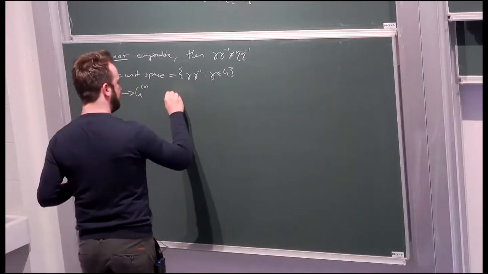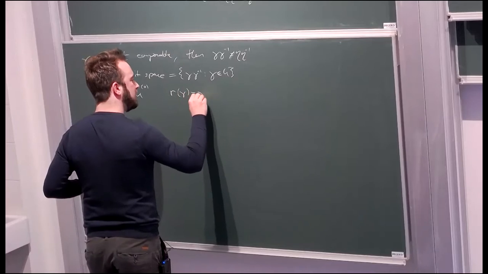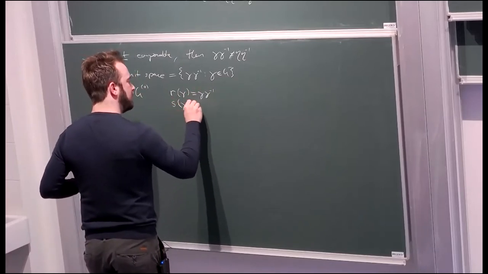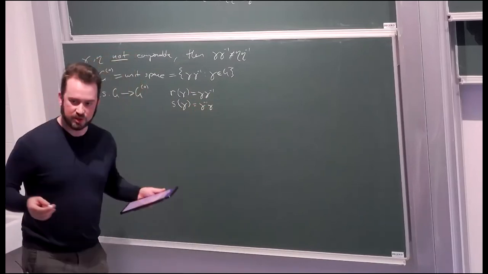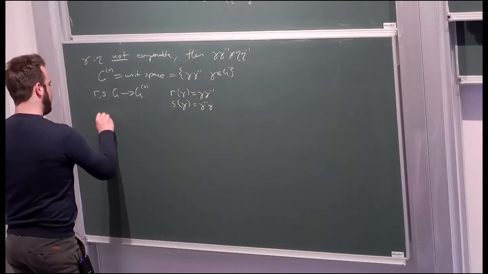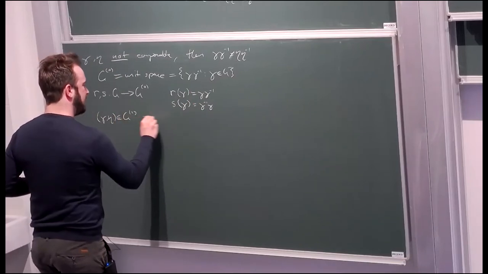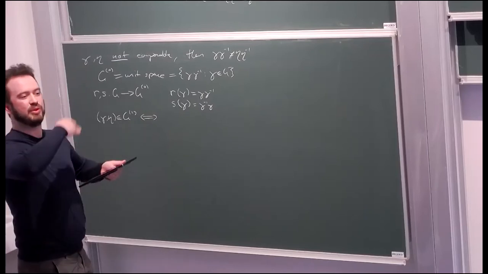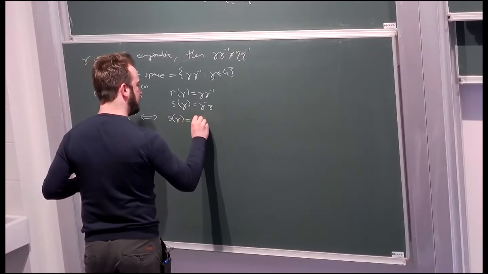R I'm calling the range map, and R of gamma is going to be gamma gamma inverse, and S I'm calling the source map, which is going to be gamma inverse gamma. Why have I called them the range and source maps? Well, you can show that a pair is composable precisely when the source of one matches up with the range of the other. So you have the source of gamma equals the range of eta.